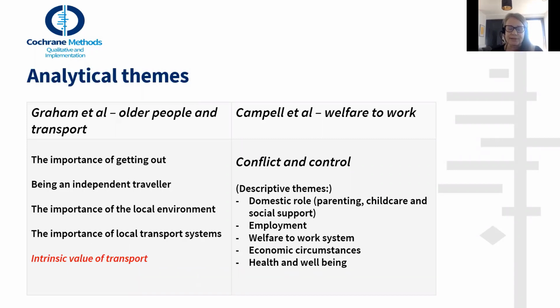So Campbell et al. again provided a narrative synthesis, which essentially summarised parents' experiences of welfare to work programs in terms of this sense of conflict and control. Going back to the original aims of their review, they were wanting to shed light on why these programs weren't necessarily producing the intended effects. These themes of conflict and control give insight into why that was the case.